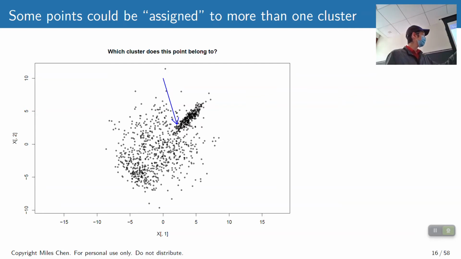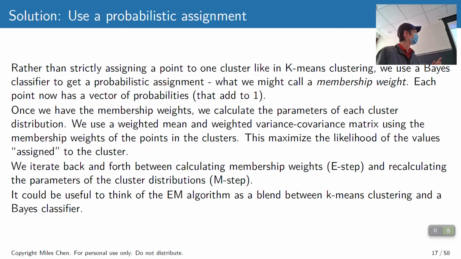Okay, so what we're going to do is use a probabilistic assignment. In k-means clustering, we said this point is closer to this centroid, therefore it belongs to this cluster. This point's closer to that centroid, it belongs to that cluster. It was this strict, you're in this cluster or you're in that cluster. Here, we're going to use a probabilistic assignment. So rather than strictly assigning one point to a cluster, we're going to use the Bayes classifier to get a probabilistic assignment.